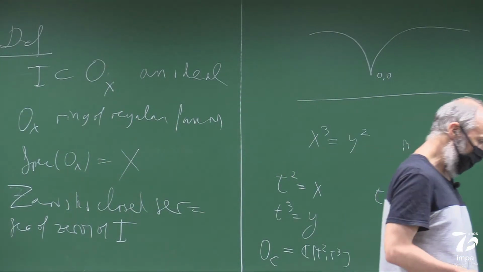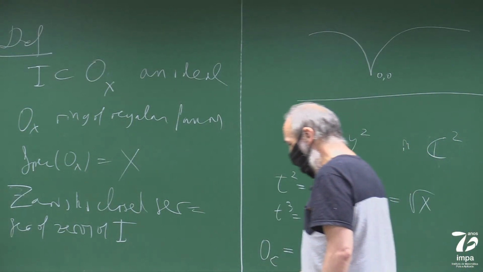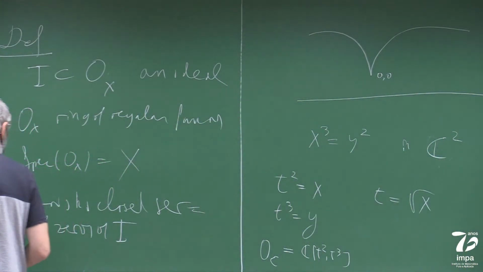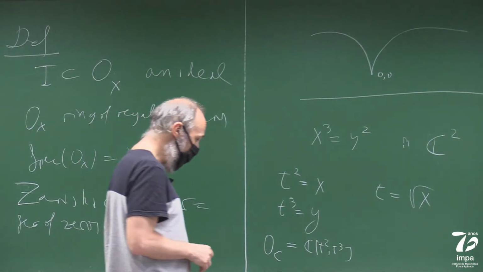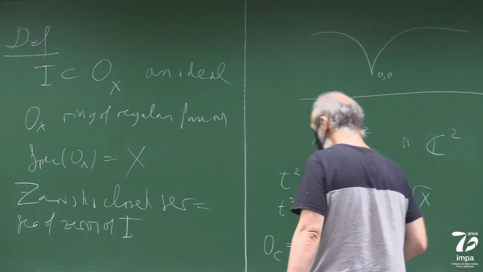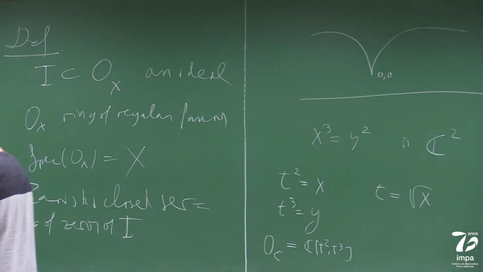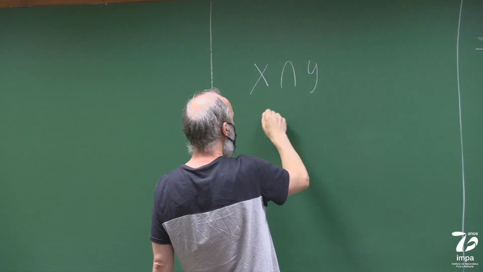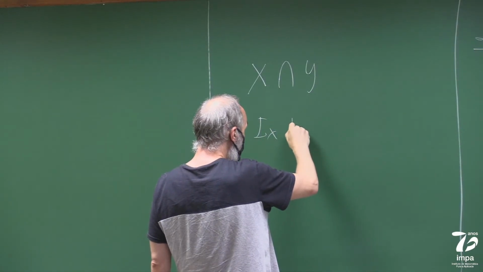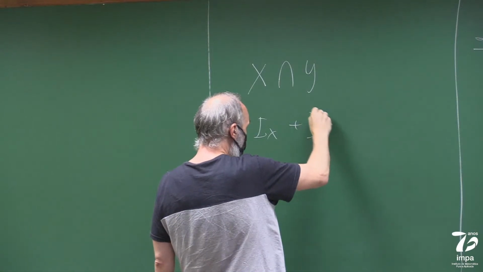This corresponds to having infinite sums of ideals, and the same with unions. The intersection of sets corresponds to the sum of ideals, and the union corresponds to the intersection of ideals, of course. So the intersection of X and Y corresponds to the ideal I_X plus I_Y.